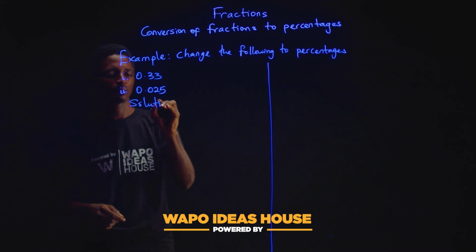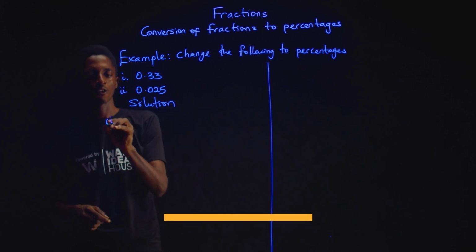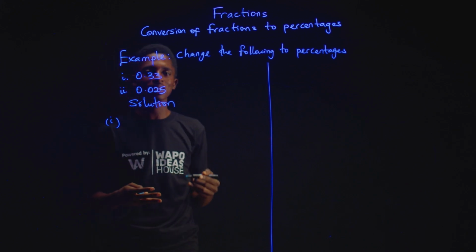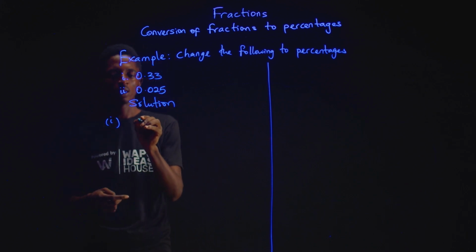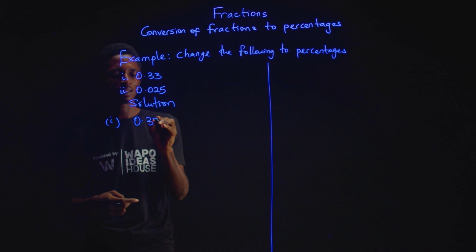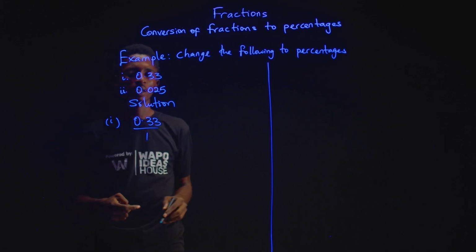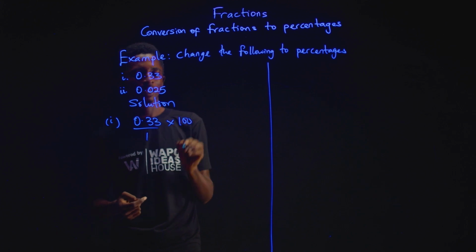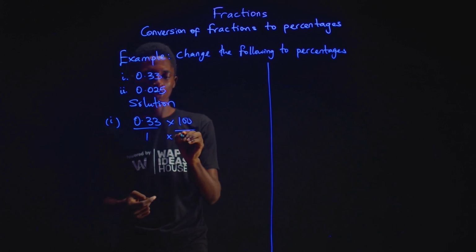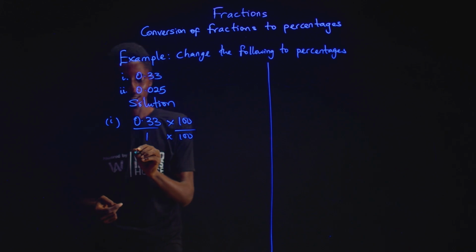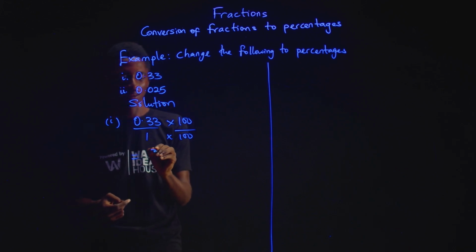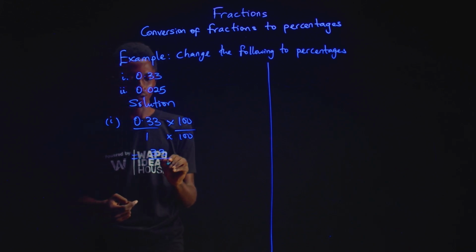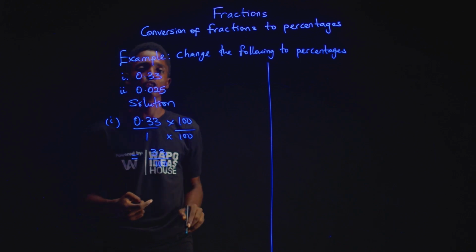Solution. For number 1, you convert this first to a fraction. That is, we have 0.33 over 1. Now we multiply the numerator by 100, and the denominator is also multiplied by 100. This would give us 33 over 100.